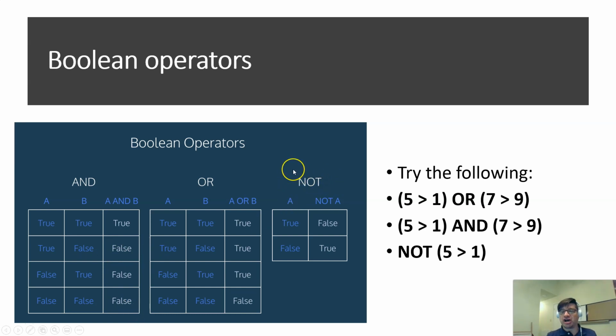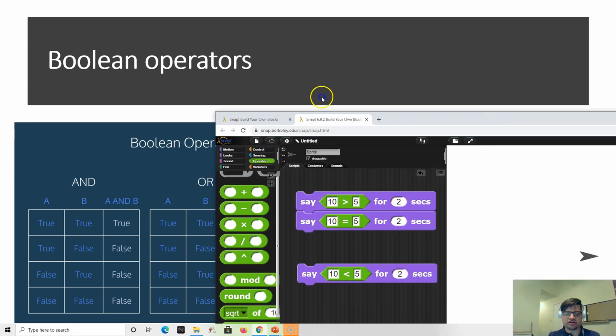And finally, we have a not, which just gives you the opposite. If you say not true, that's false. If you say not false, that's true. Let's see how this actually works with code.